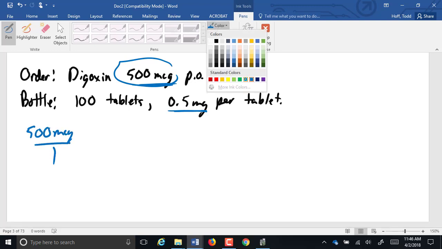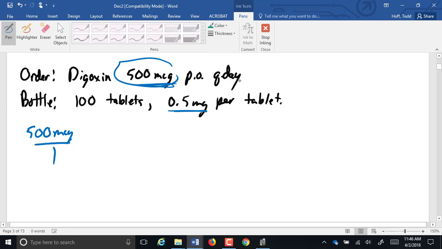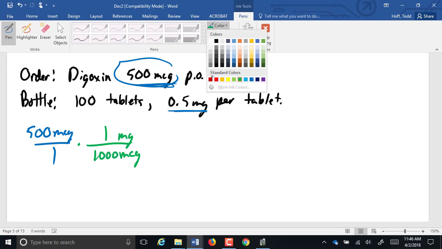Now you may have just moved the decimal point and did that conversion as you wrote it down, which I often do with my metric units. Or notice we have to convert that to milligrams. We're getting rid of micrograms, so we put micrograms on bottom and milligrams on top. Now the larger unit is the milligram. 1 milligram is 1,000 micrograms.